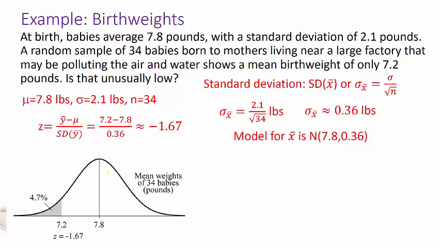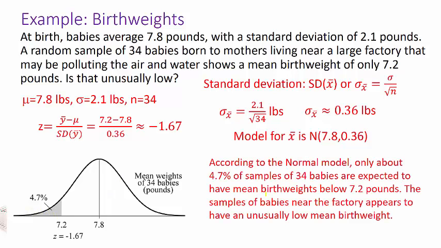All right. So 4.7%, when we put this on a curve, is less than that number. So what we're going to say is, according to the normal model, only about 4.7% of samples of 34 babies are expected to have mean birth weights below 7.2 pounds. That's not 4.7% of individual birth weights. It's not unusual to weigh 6 pounds as a single baby. But for all the babies to average 7.2, that is unusual. The sample of babies near the factory appears to have an unusually low mean birth weight.